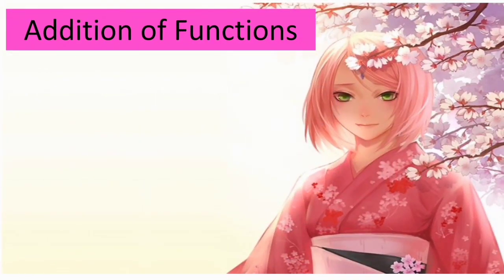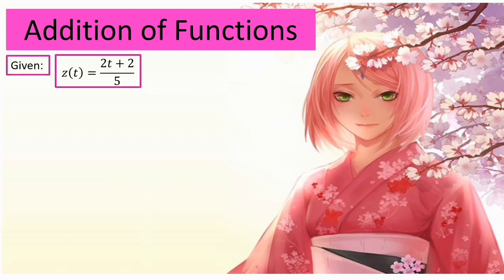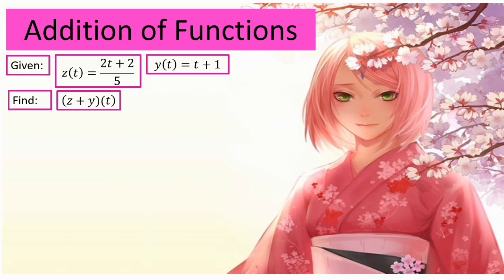So, yun nga. More example ulit tayo para mas maintindihan. So, another example given. z of t is equal to (2t plus 2) all over 5, and y of t is equal to t plus 1. So, let's find z plus y of t. So, magiging z plus y of t is equal to z of t plus y of t.